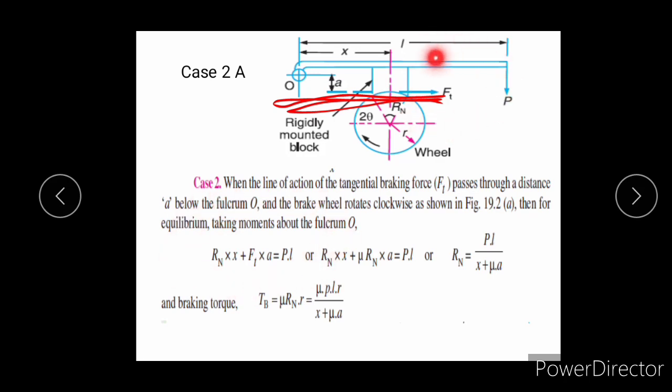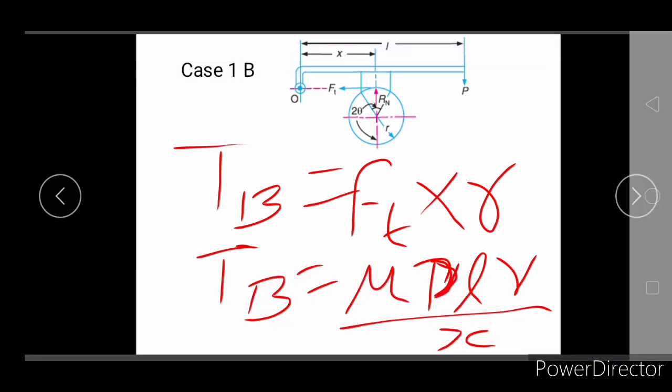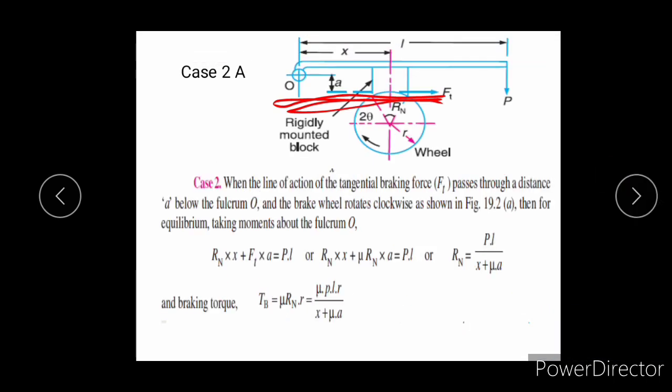Now Ft is the frictional force, so Ft is equal to what? Mu into Rn. At the place of Ft, we have put mu into Rn. Solving this equation, we will find Rn. Take Rn common. If you take Rn common, you will get x plus mu into A. So in bracket x plus mu A is equal to PL. So Rn is equal to PL upon x plus mu A.